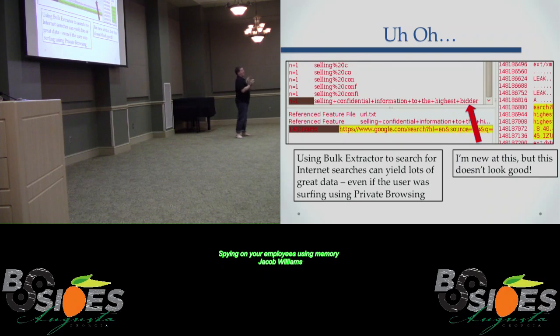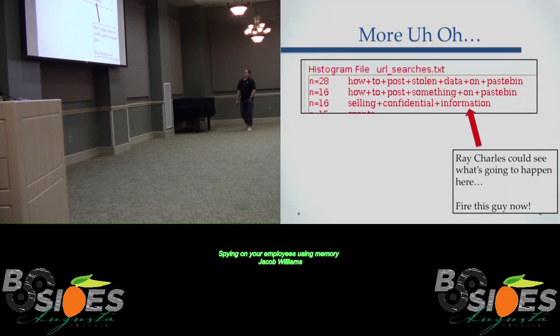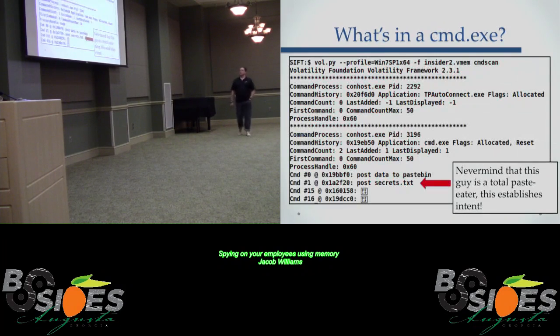They were curious about how to get it out, and how to get it out without being caught. You want to talk about sealing intent and nailing somebody's butt to a wall? That's a great way to do it. It's like, look, you searched for how to do it without getting caught, for crying out loud. I think we're set. Anyway, so how to sell the confidential information to the highest bidder. Selling confidential information, again, Ray Charles can see what's going on here. Let's go fire the guy.